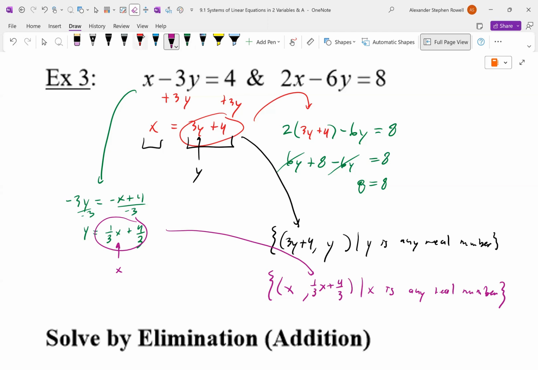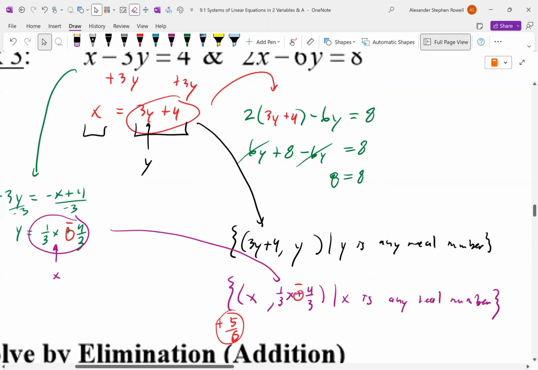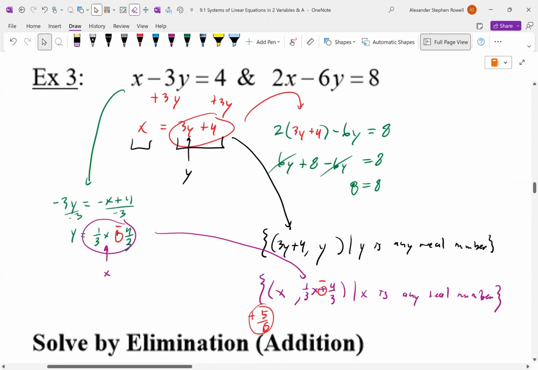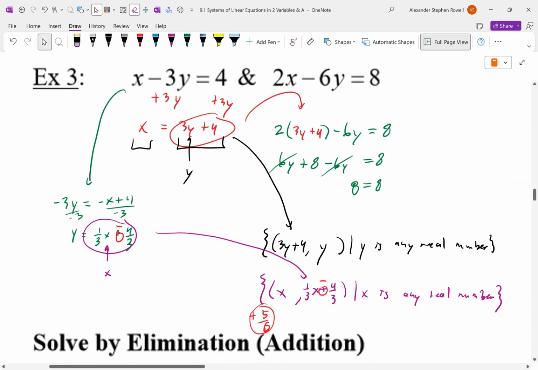Yes, positive divided by negative is negative. Thank you. Plus 5 points out of 6 for Professor Rao. All right, any questions about that? The plus 5 over 6? Oh, that's my score on this problem. I only earned 5 out of 6 points. I made a sign error.